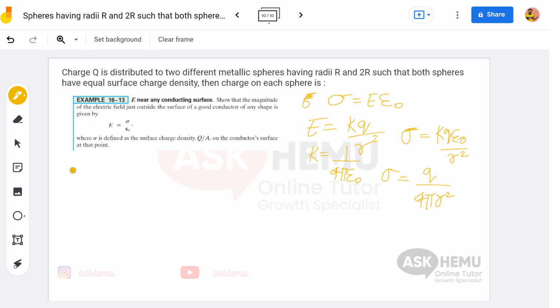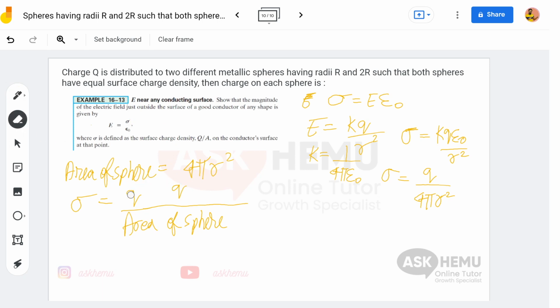Interestingly enough, the area of a sphere is given by the formula 4 pi r squared. So the formula for surface charge density simplifies to sigma is equal to Q by the area of the sphere, because the denominator matches the formula for the area of a sphere. This equation is valid only in the case of a sphere, just to reiterate that point.